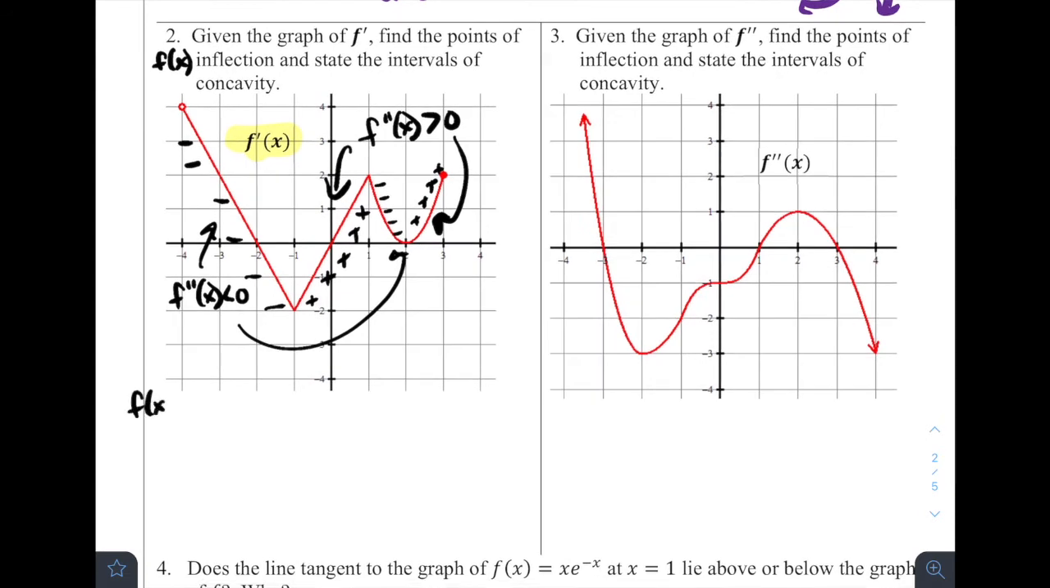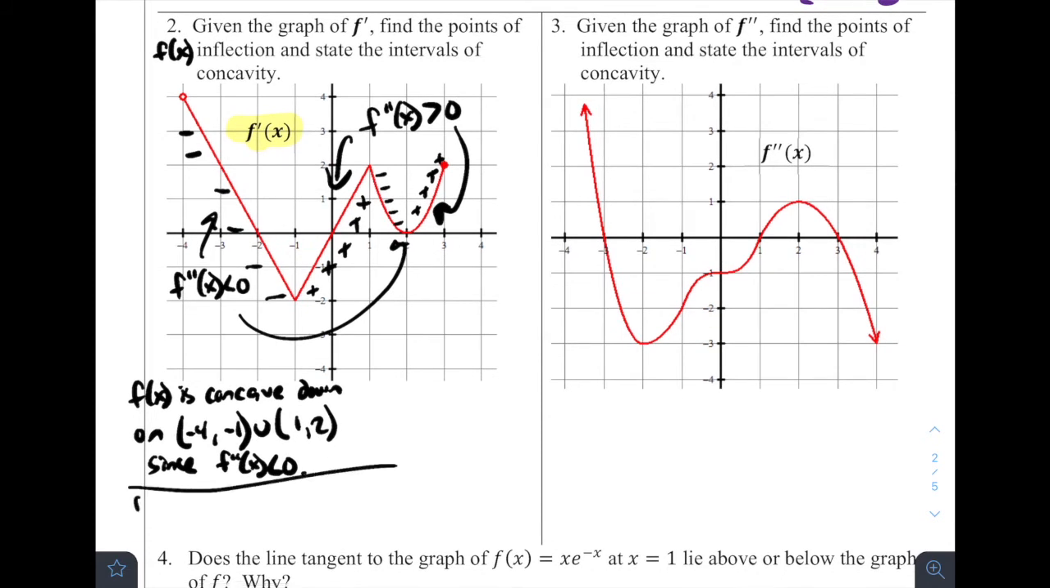we can say that f of x is concave down on the intervals from -4 to -1 and from 1 to 2, since f double prime of x is negative. And we can also say that f of x is concave up on these two intervals from -1 to +1 and from 1 to 2, since the second derivative is positive on those intervals.